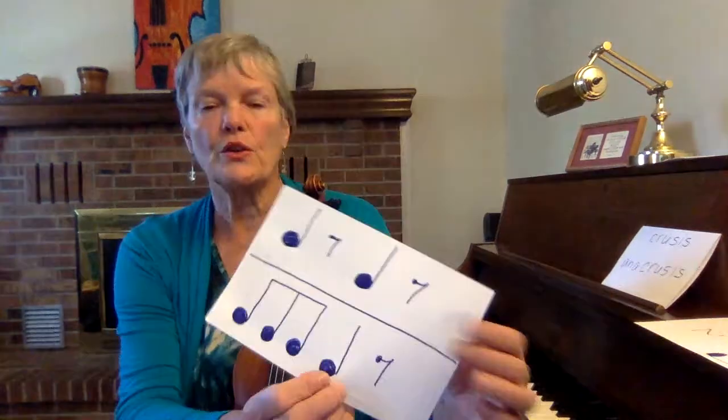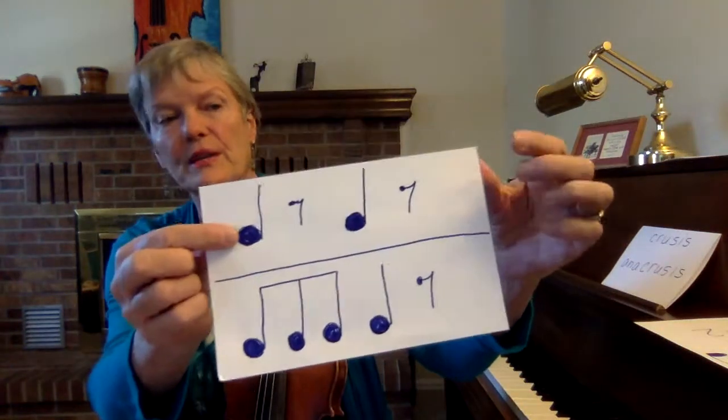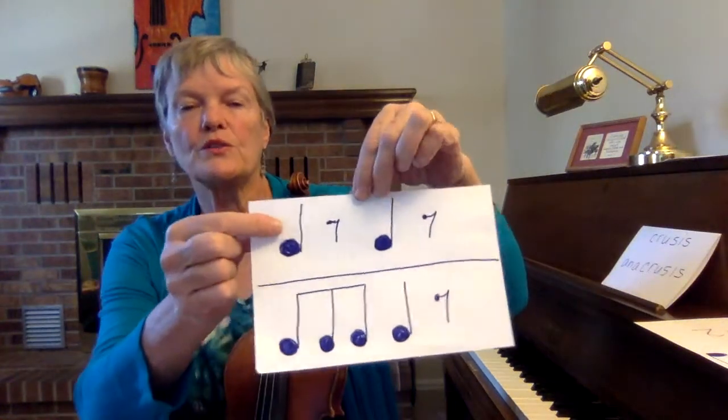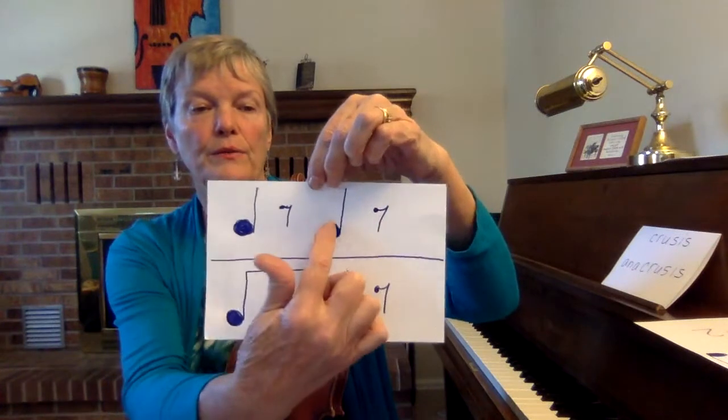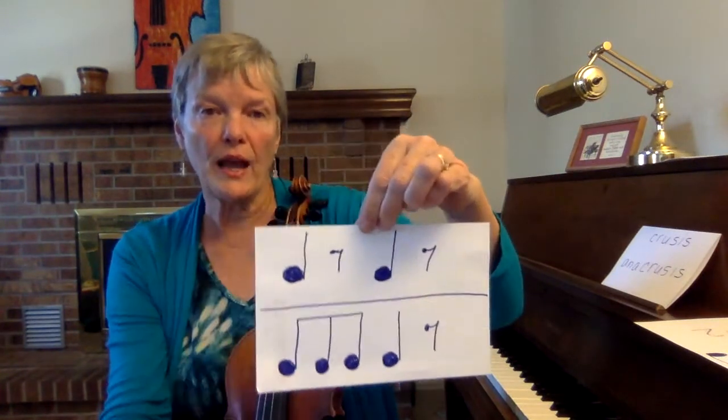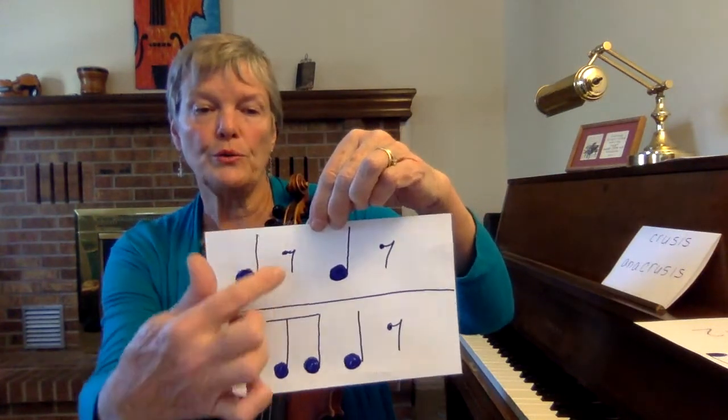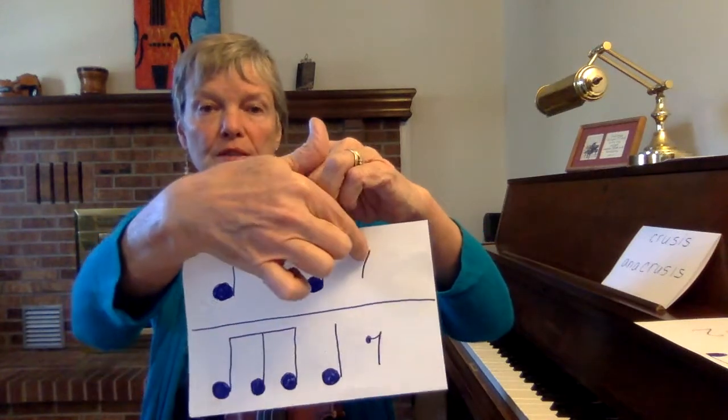So I also wrote out the different kinds of rhythm patterns that you have in each measure. The first pattern you have is this one right here. So you have a quarter note, eighth note, quarter note, eighth note. The way you count that is 1, 2, 3, 4, 5, 6.